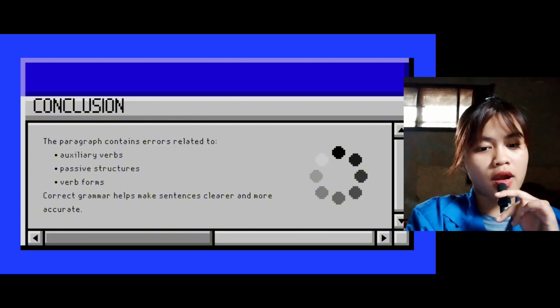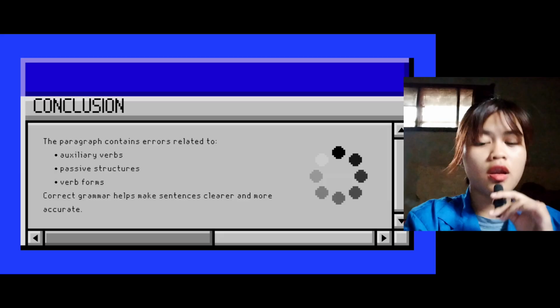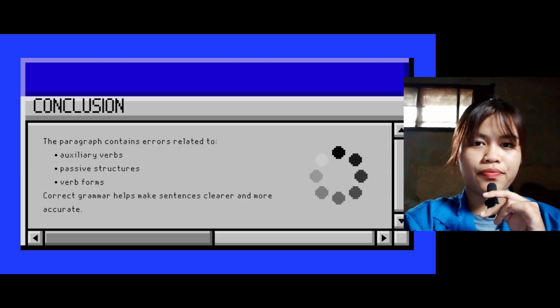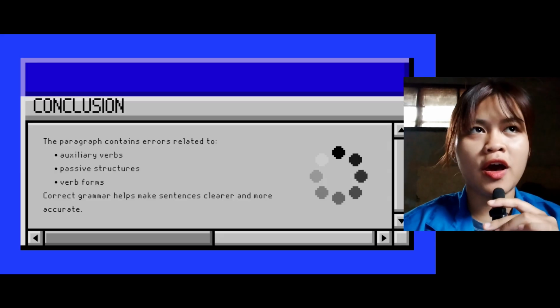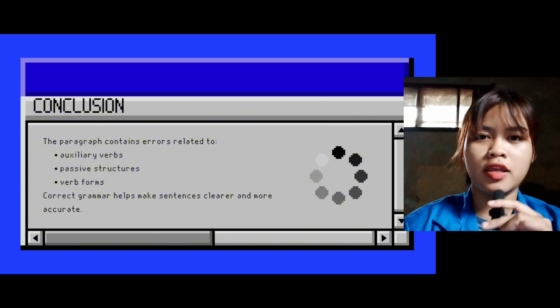Then, correct grammar helps make sentences clearer and more accurate, and it could help people who have just learned English.